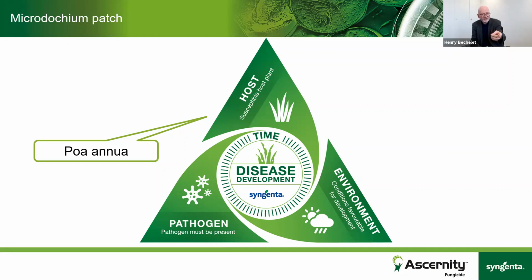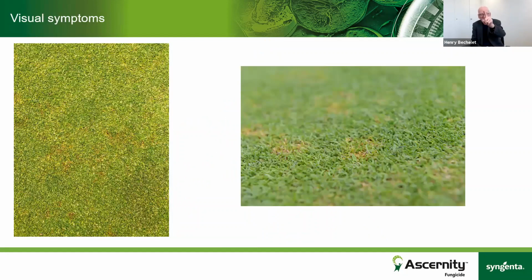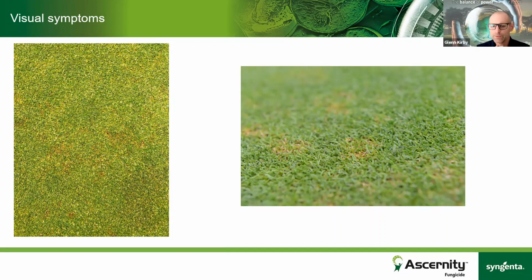The symptoms of the disease, those distinct orange and brown patches that you can see there, are a reflection of this extreme damage that the disease causes, but that's at the later stages of the disease life cycle. So whilst those images on the screen there, Henry, aren't too impactful on the putting surface, the pathogen has already gone through its life cycle a few times to get to that stage, isn't it?